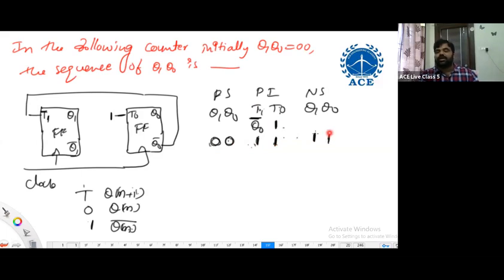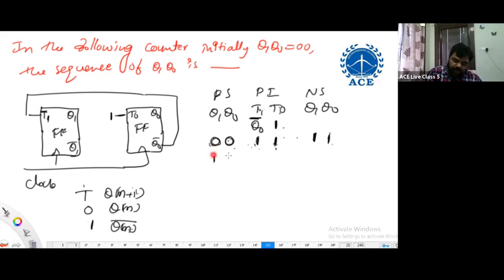I hope you are understanding how we are getting 1, 1. How are we getting 1, 1? It is not because T1, T0 is 1, 1. Observe correctly. T1 is 1, complementing Q1, 0 complement is 1. T0 is 1, Q0 is complementing, 0 complement is 1. Yes, it is 1, 1.